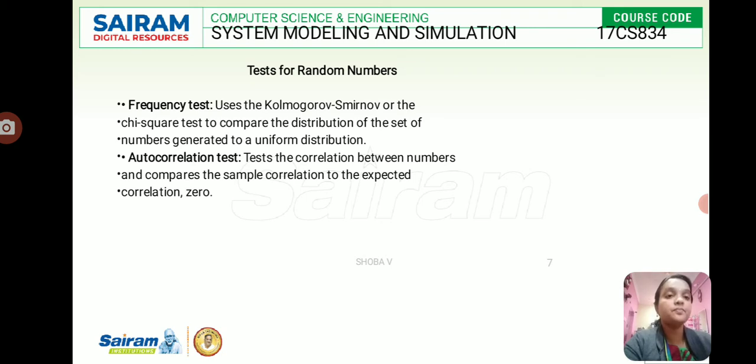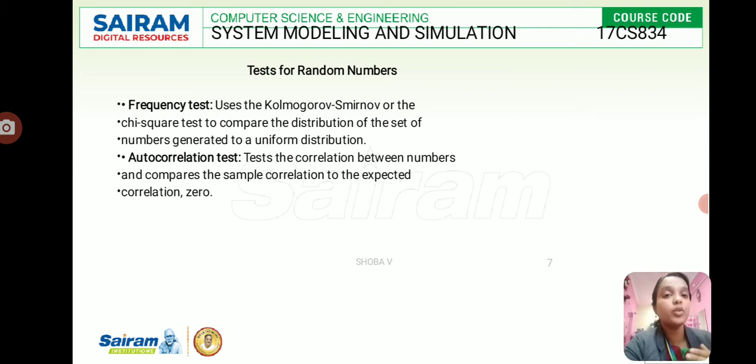Because they get the accurate output, it compares the distribution of the set of numbers generated to a uniform distribution. If we go for the uniform distribution, there is a range of 0 comma 1. Now we can see the autocorrelation test. It tests the correlation between the numbers, and it compares the sample correlation to the expected correlation of 0. This is the main difference between the frequency test and the autocorrelation test. In the frequency test, we have the Kolmogorov-Smirnov or chi-square test. Both are going to compare.